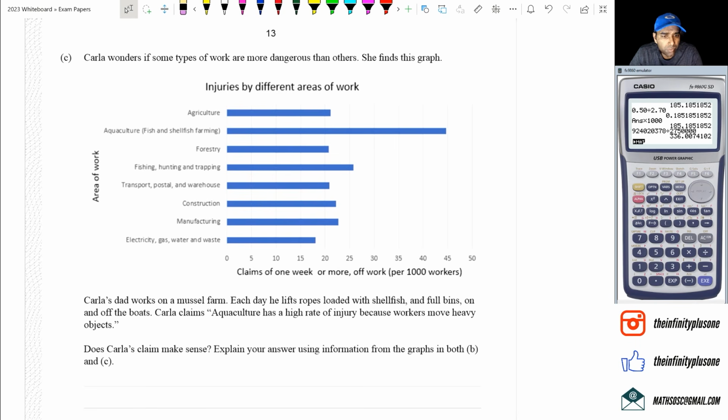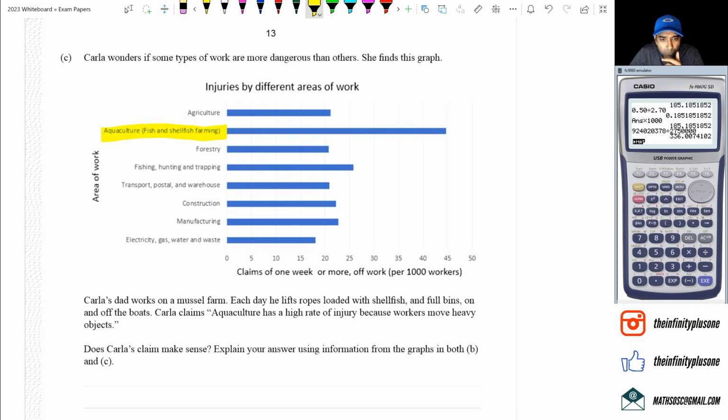So with this question, what we've got is Carla's dad works in a mussel farm. He lifts full bins off the boats. Agriculture has a high rate of injury because workers move heavy objects. Now it says, explain your answer using information from graphs in both B and C. So I guess the first thing to have a look at is this part here, aquaculture itself. It's got a high rate of injury from there. That's part 1.